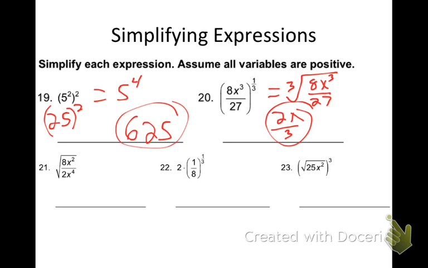Number 21. Square root of 8x squared over 2x to the 4th. Mark? That is 2 over x. Nice job. Because that's the same thing as the square root of 4 over x squared, which is 2 over x.